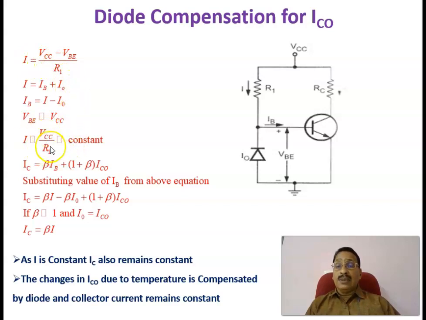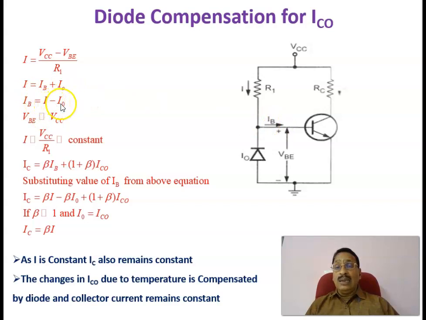I is approximately VCC by R1, because VCC is a constant and R1 is a constant. This current can be considered a constant. Again, you know the basic equation of the collector current; we have already seen it in the previous presentations. Collector current IC equals beta IB plus 1 plus beta ICO. Beta is the common emitter current gain, IB is the base current, and ICO is the reverse saturation current of the transistor. So the collector current is given by this equation, and in this one, substitute IB from this equation.